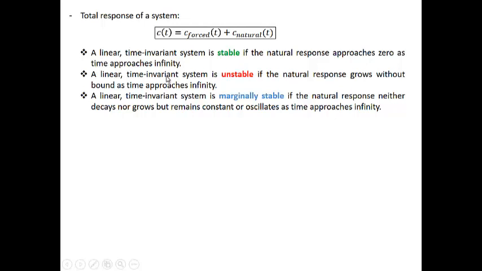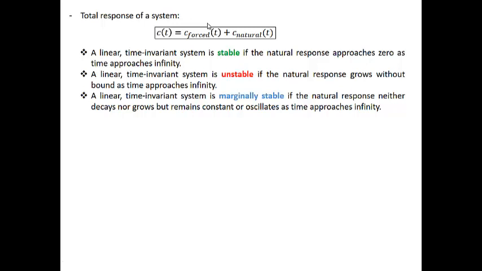However, a linear time invariant system is unstable if the natural response grows without bound as time approaches infinity. So when you consider the natural response in your system, there is a high possibility that your system will be unstable.